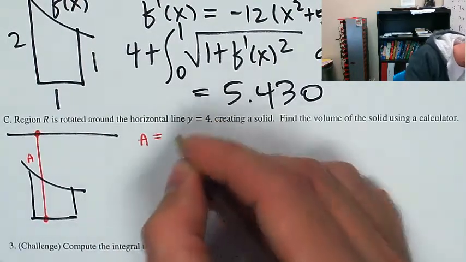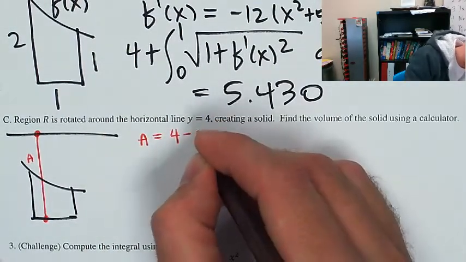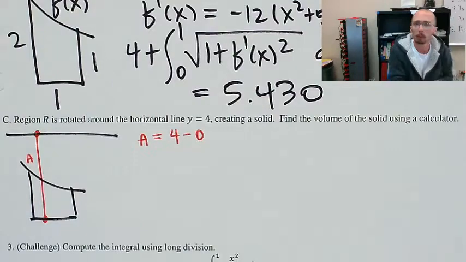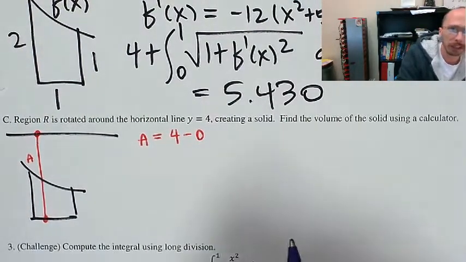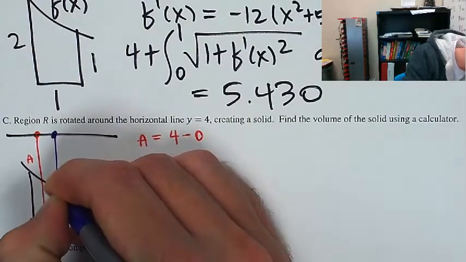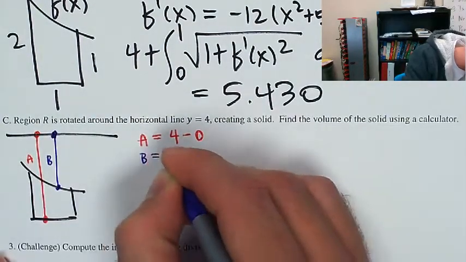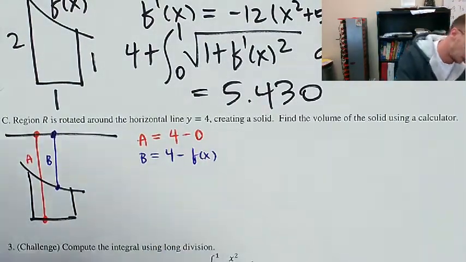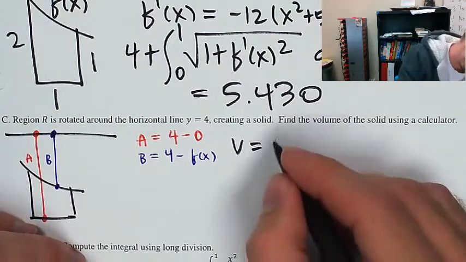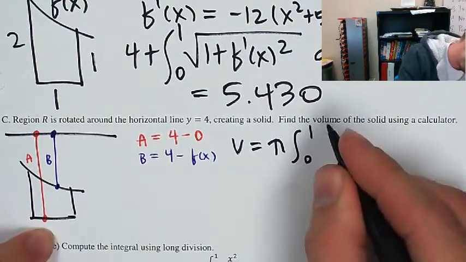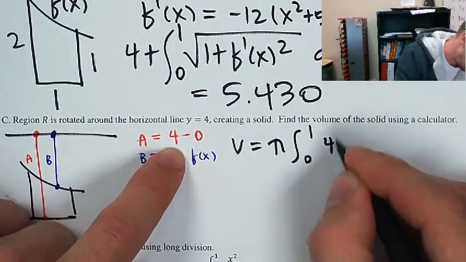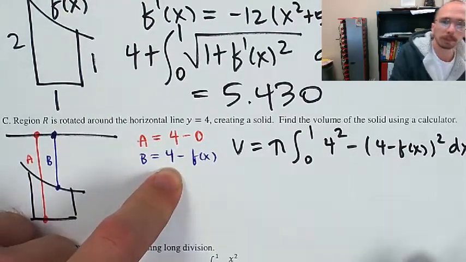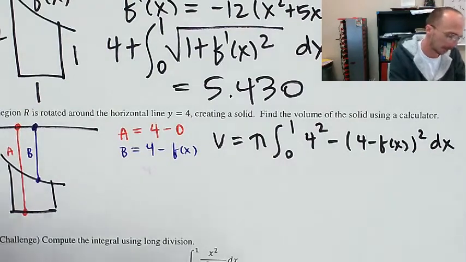Okay, my large radius is top minus bottom. 4 minus the x-axis, y equals 0. And you just thought we were done taking volumes with washers. But we're not. I can find ways to mix this stuff in anywhere. Then my small radius is top minus bottom, 4 minus bottom, which would be f of x. And then my integral volume will be pi times the integral from x equals 0 to x equals 1 of large radius squared minus the small radius squared dx, because I'm rotating around an axis that's horizontal like the x-axis.